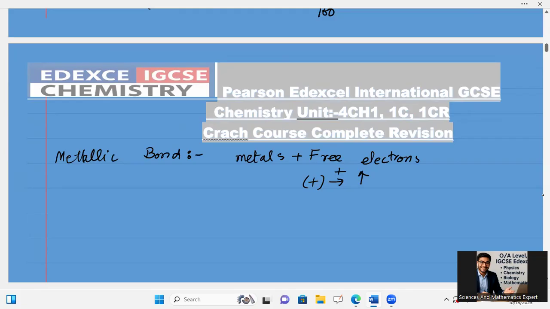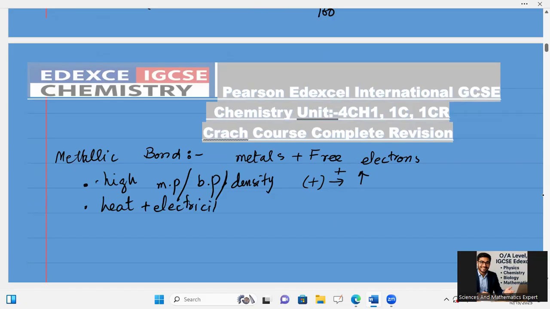If I go towards the properties of metals, they have high melting points, high boiling points, and high densities. They have the ability to transfer heat and electricity through them due to the presence of free electrons. These are the characteristics we have to take. They are also malleable and ductile.